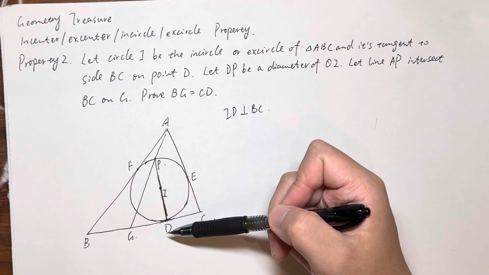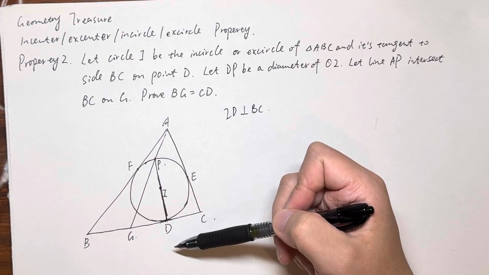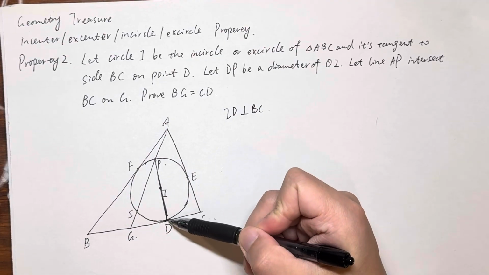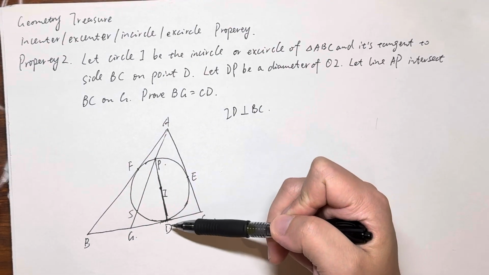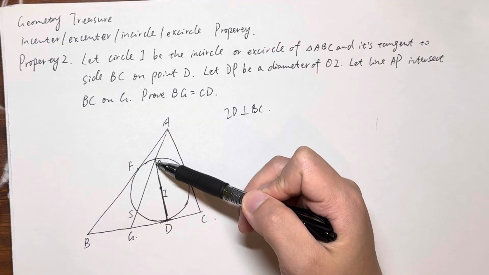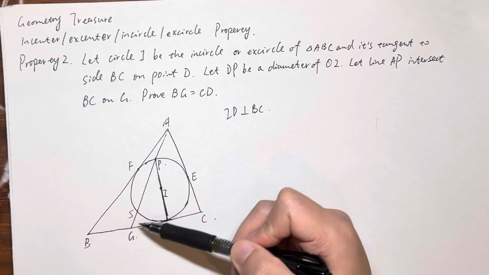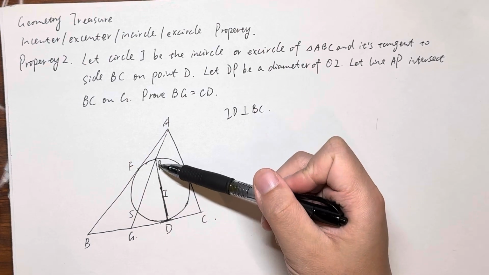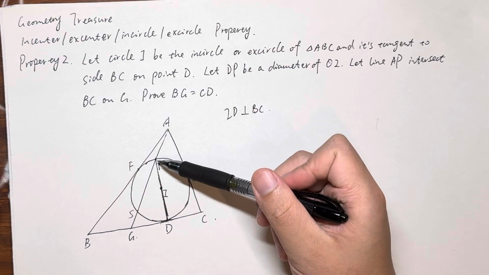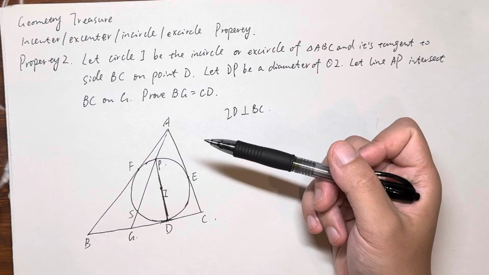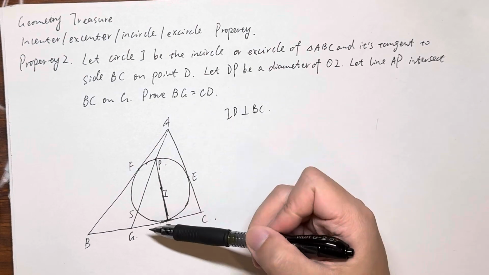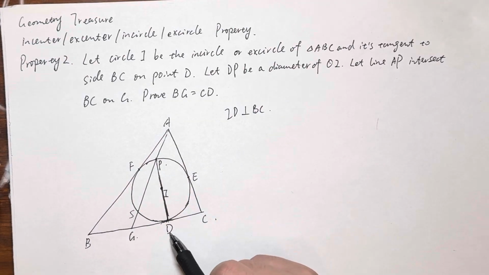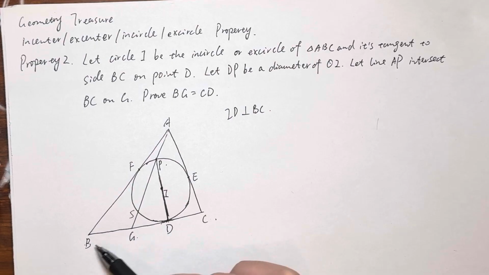Generally, we can think about the property of the diameter DP. If we mark this point as S and connect DS, we know that angle DSP equals 90 degrees, which means triangle GSD, triangle DSP, and triangle GDP are all similar. But we start here because it's only about this triangle. There's nothing about DC and BG.